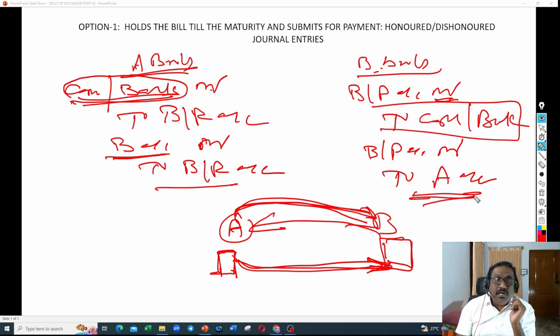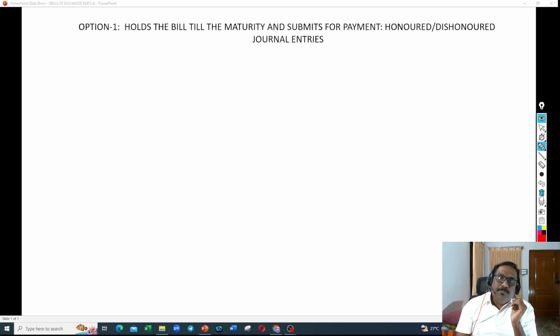So these are the journal entries we are supposed to prepare in this scenario. What is this scenario? Goods sold, bill drawn, bill submitted for the payment on the due date, and the bill amount is paid. One scenario. Bill submitted on the due date, but the bill was not paid by B. Then what should be the journal entry? This is the scenario which I wanted to explain to you with the journal entries, so that it will be very easy for you to understand. I hope the concept is clear, and we will go to the next scenario in our next video. Okay, thank you so much.